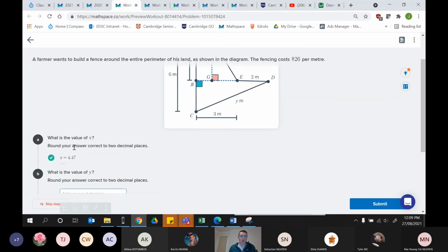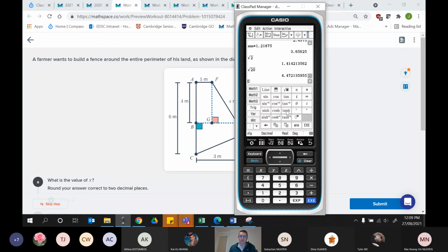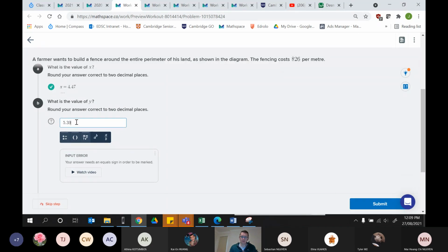What is the value of Y? Y is here, so we have 2 plus 3 is 5, and this is going to be 2. So it's going to be 5 squared, which is 25. 2 squared is 4, it's the square root of 29. Pythagoras, 5.39. That makes sense, because if it's fencing, you do it to the nearest centimetre.